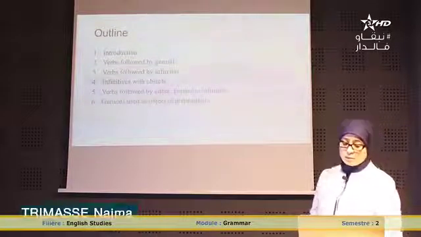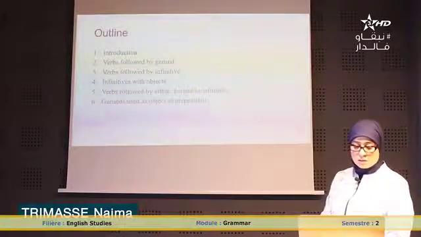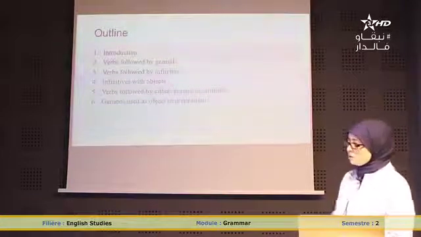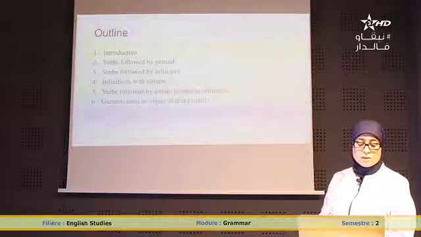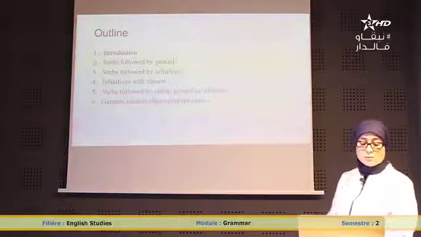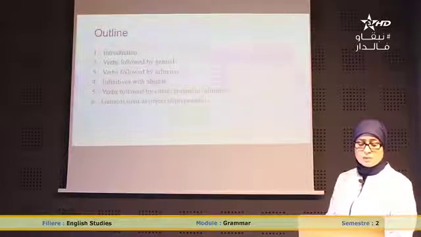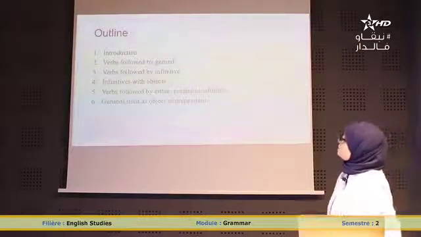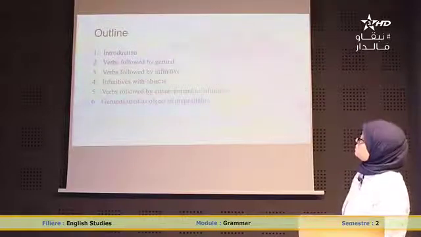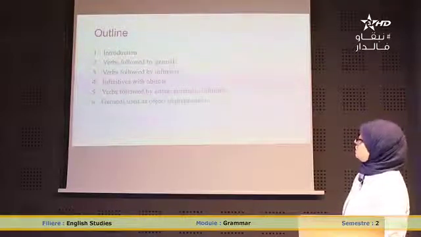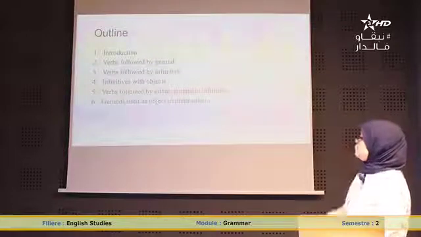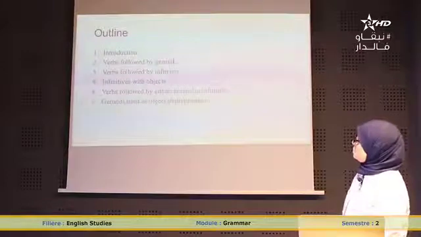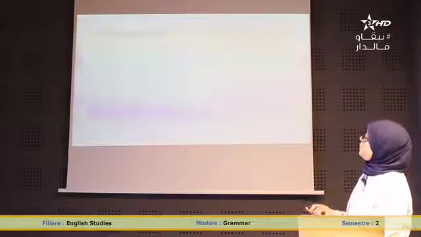The outline of the section is as follows. We will start with an introduction, defining what we mean by a gerund and an infinitive. Then we will focus on verbs that are followed by gerunds, then verbs that are followed by infinitives. The fourth section will deal with infinitives with objects, then verbs that are followed by either a gerund or infinitive, and then gerunds used as object of preposition.